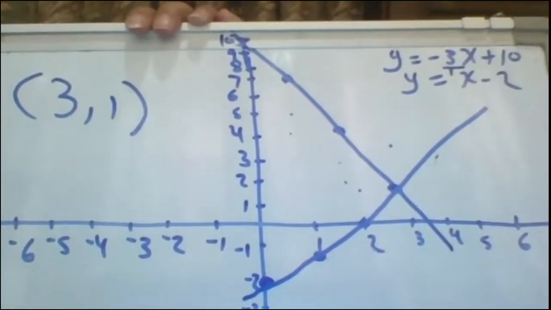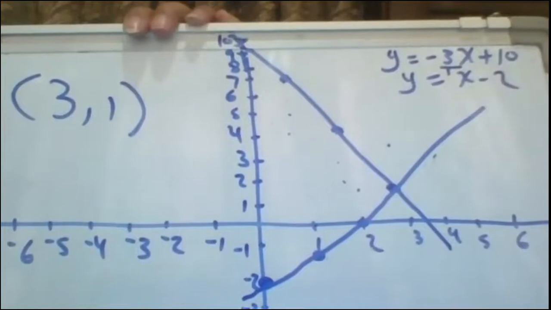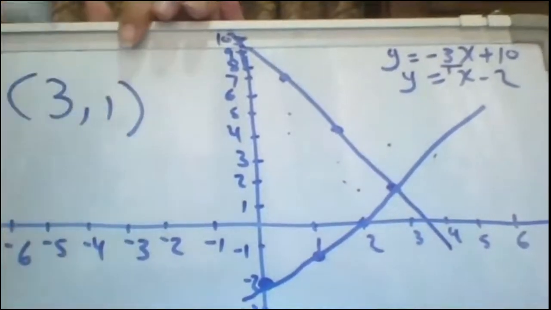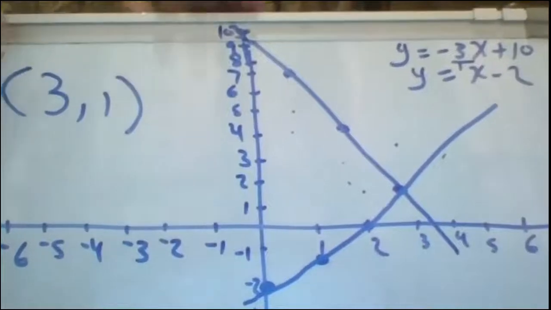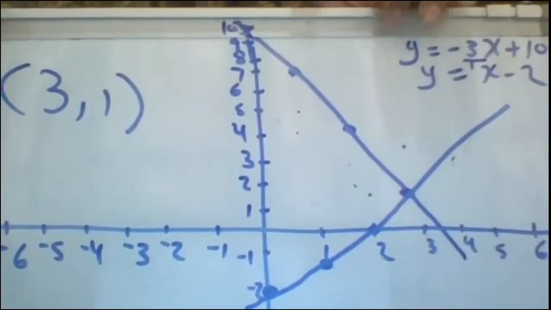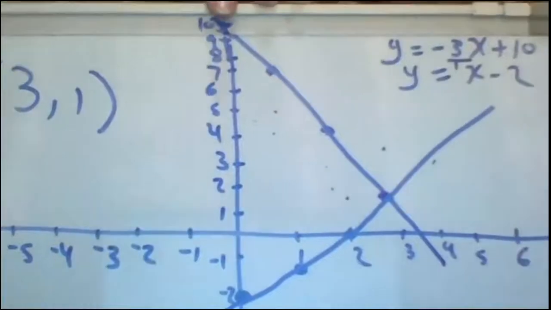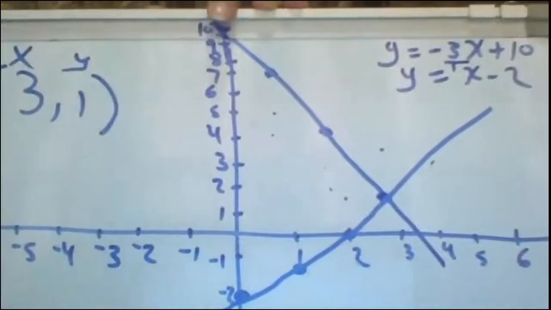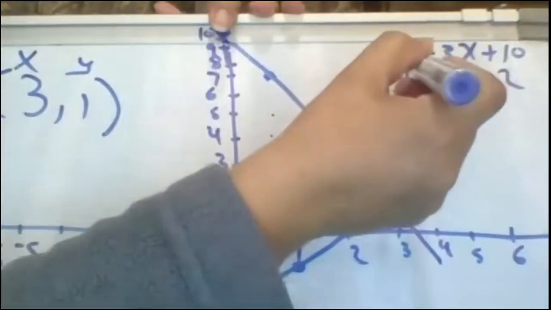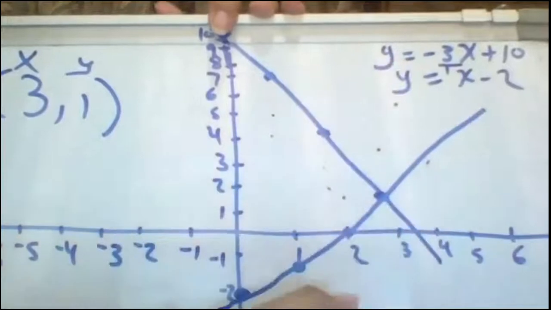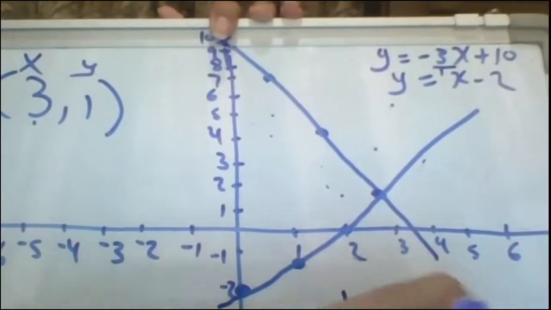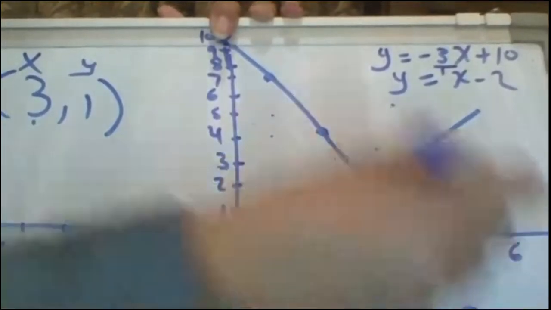Yes, and they intersect where? (3, 1). Okay. Then we want to check if our answer was correct or not. And it should satisfy both equations, not only one. If you look at the second one, this is x and this is y, right? So we replace y with 1 and x with 3 minus 2. Then it will be 1 equals 1. So it satisfies the second equation.